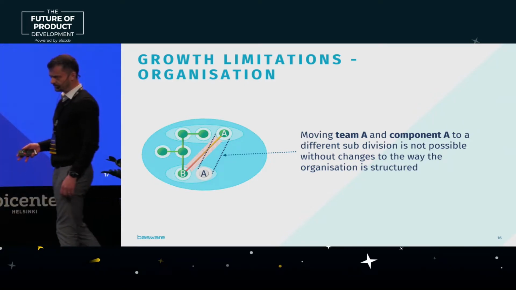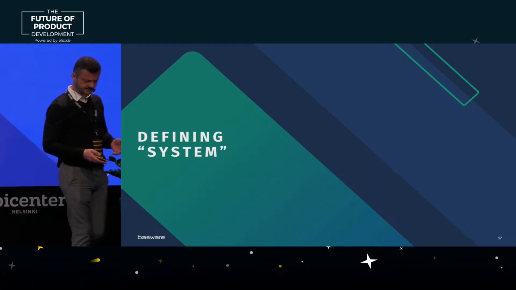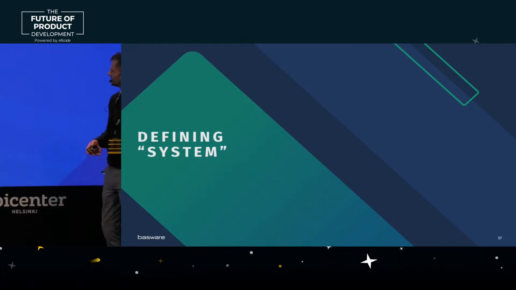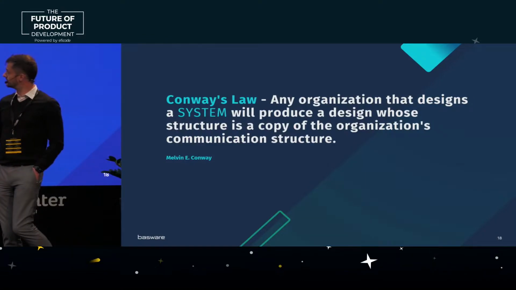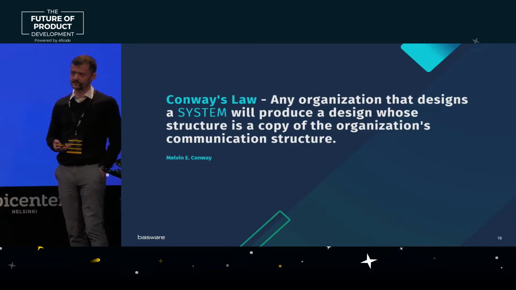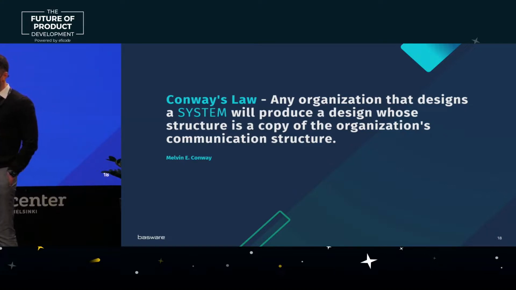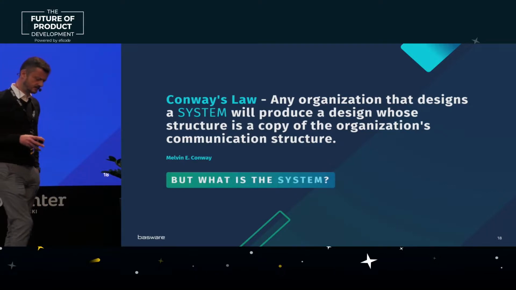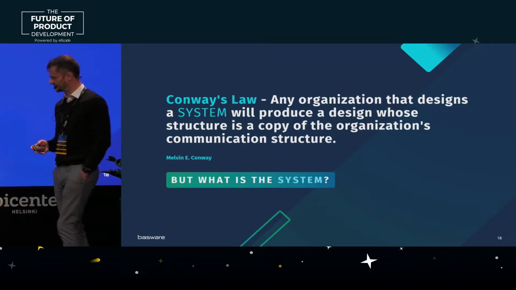So I want to return briefly to Conway's law and talk about this concept of a system. So again, any organization that designs a system will produce a design whose structure is a copy of the organization's communication structure. But what is a system? How do we perceive, how do we define the word system, particularly in a true cloud services company context?